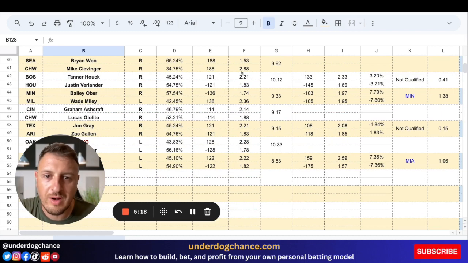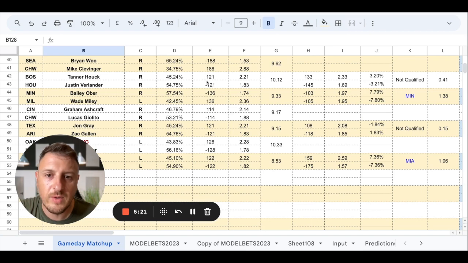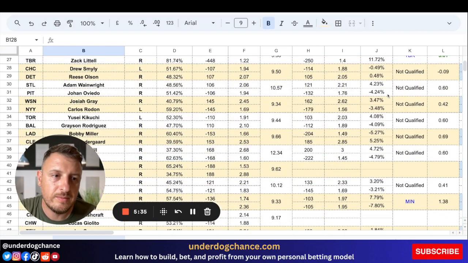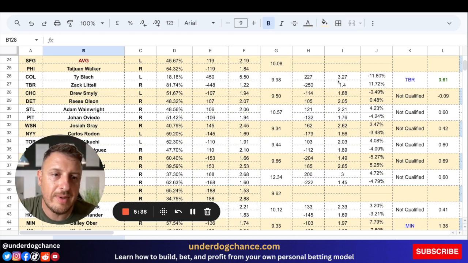Boston, Houston, not qualified. I have Boston at plus 121, bookmakers at plus 133, so not qualified. Minnesota, Milwaukee, and this is, I think, the best play today if we also consider the odds. Tampa Bay Rays is the biggest value bet, but we also have small odds. If we're not comfortable with taking huge favorites, and again, I'm always using decimal odds. I'm not betting $250 to win $100. One unit is always one unit, not 2.5 units.